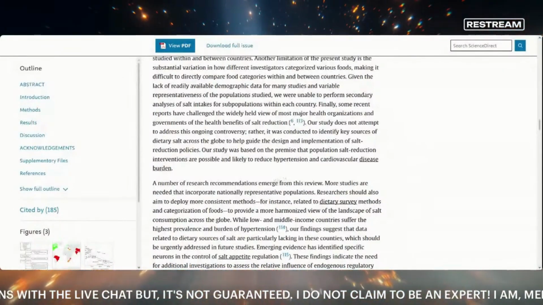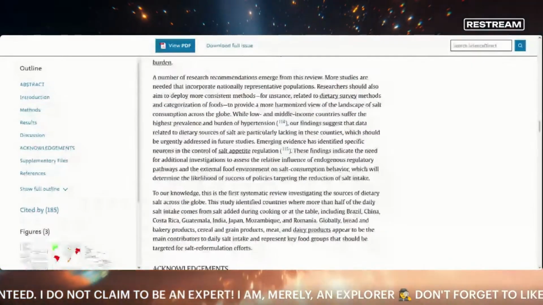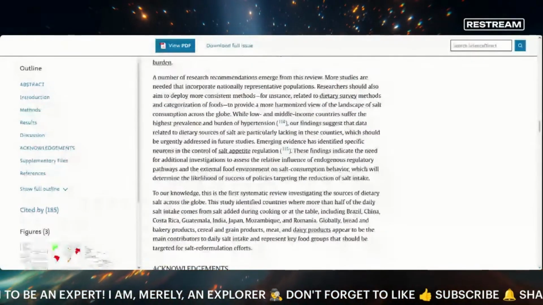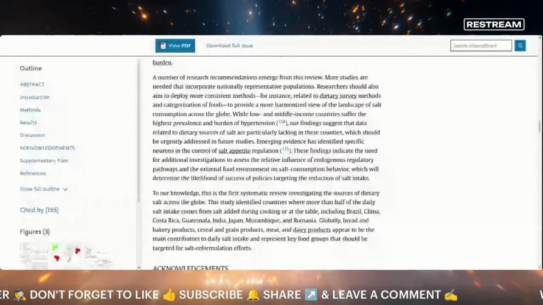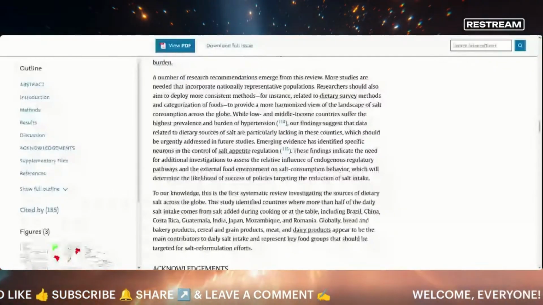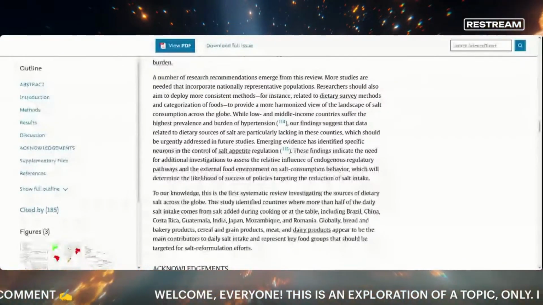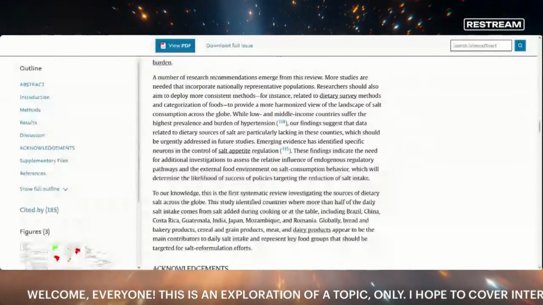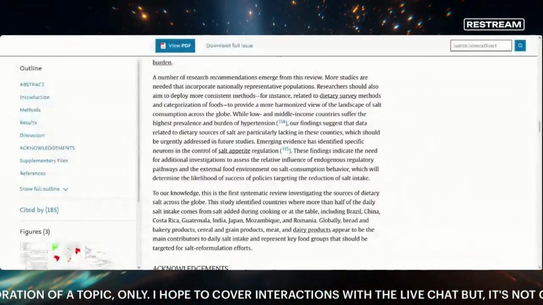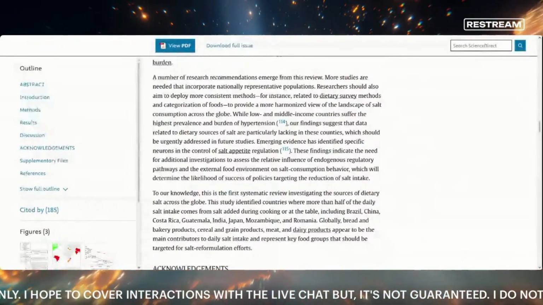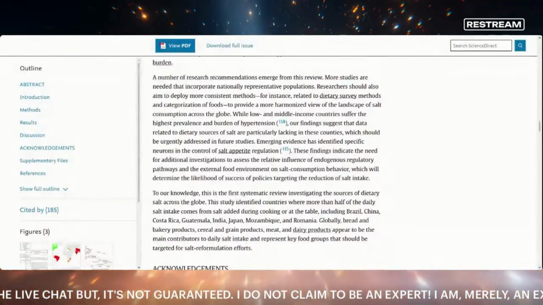More studies are needed that incorporate nationally representative populations. Research should also aim to deploy more consistent methods, for instance, related to dietary survey methods and categorization of foods, to provide a more harmonized view of the landscape of salt consumption across the world. While low and middle-income countries suffer the highest prevalence, our findings suggest that data related to dietary sources of salt are particularly lacking in these countries, which should be urgently addressed in future.